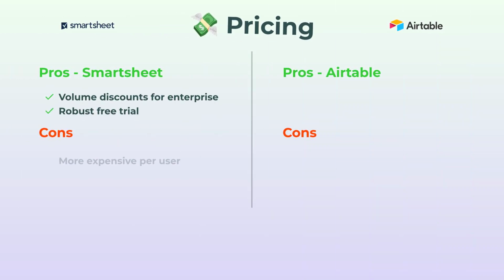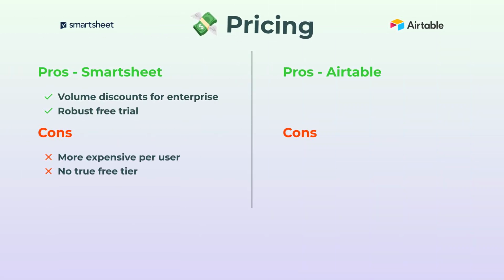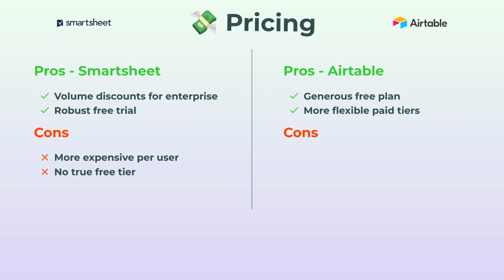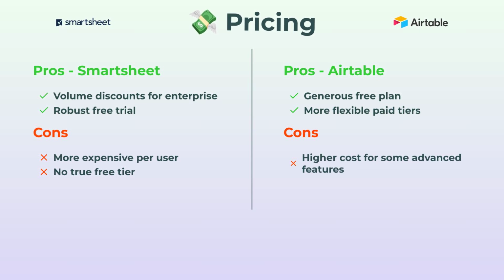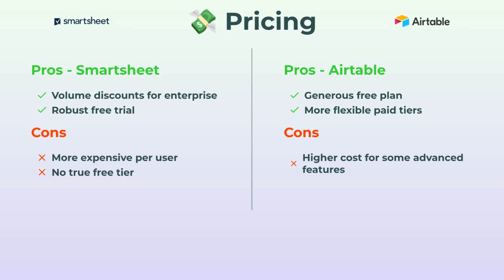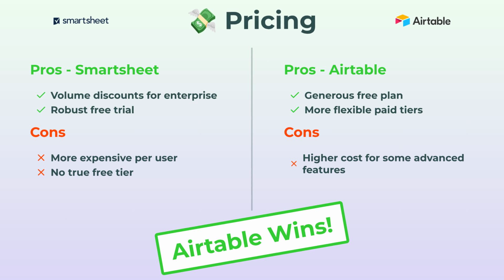Okay, first up, pricing. Smartsheet. Oof, it's a bit pricier per user and honestly, no true free tier, which is kind of a bummer if you're just testing the waters. But hey, they do throw in decent volume discounts for the big companies and a solid free trial. Now, Airtable, on the other hand, has this pretty generous free plan. More flexible paid options too, which I love. Of course, you might notice that those fancier features start pushing up the price, but overall, Airtable clearly has the edge here in value for most folks.